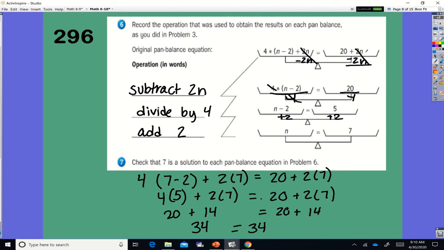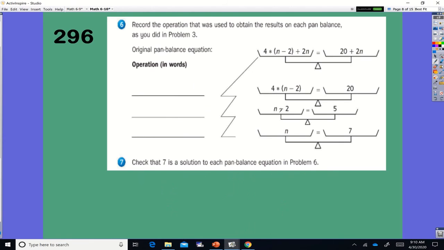So look to see what's different and then how they got there. It's always going to be the inverse operation of what is shown. Like multiplication was here, so we divided by 4. Minus 2 is here, so we added 2.